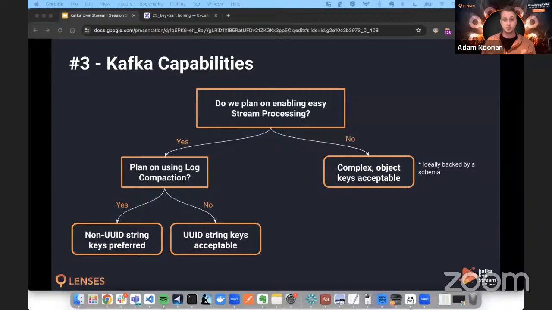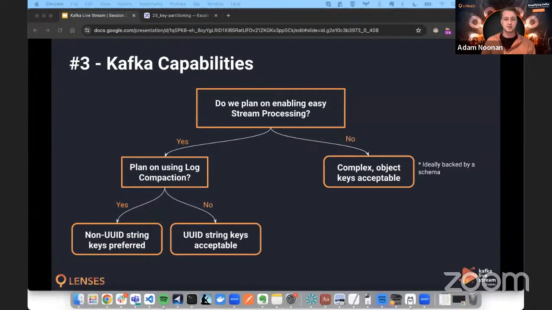So it's much easier to join topics when the keys are simple string values. If we're not planning on doing any joins or windowed aggregations, complex object type keys are totally acceptable. These can be Avro or JSON. Again, when we're working with complex object keys, ideally they're backed by a schema so that any changes are recorded. We can always revert back to a previous version, and we also know that we're changing things in a compatible way as far as evolution.